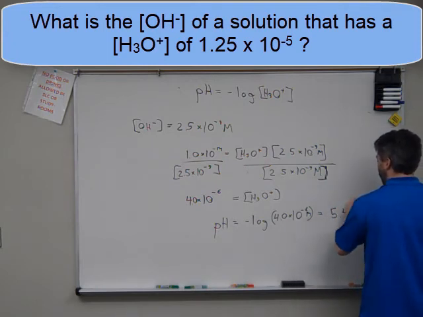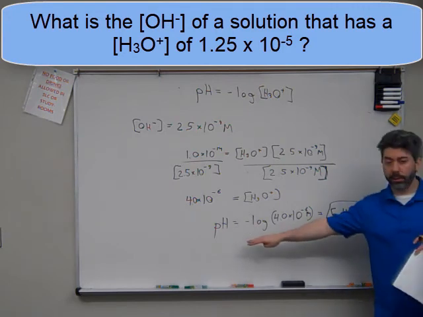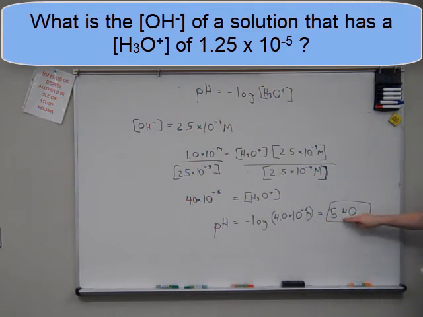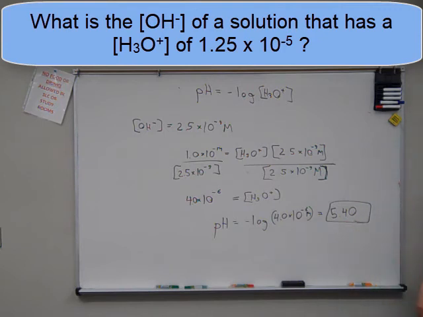Now remember, for pH, a logarithmic value, the significant figures are the number of places past the decimal. So this is only 2 significant figures. It looks like 3, but it's actually 2 because it's a logarithmic value. Since this was 2, I need 2 places past the decimal.